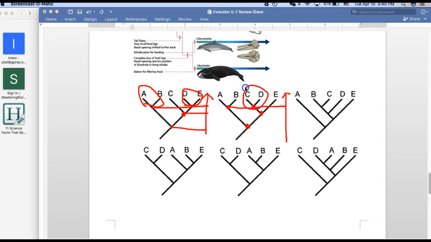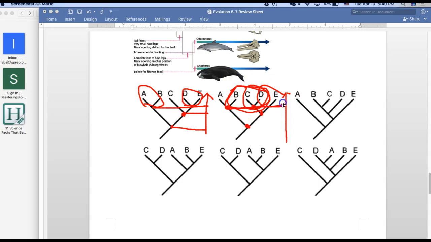This is a clade, because we have a common ancestor and all of its descendants. This is not a clade, because we have these three species, and if you look at their common ancestor, it goes all the way back here. There are two problems. You didn't include the common ancestor in this circle, and you also didn't include all of the descendants of the common ancestor. So this is not a clade.